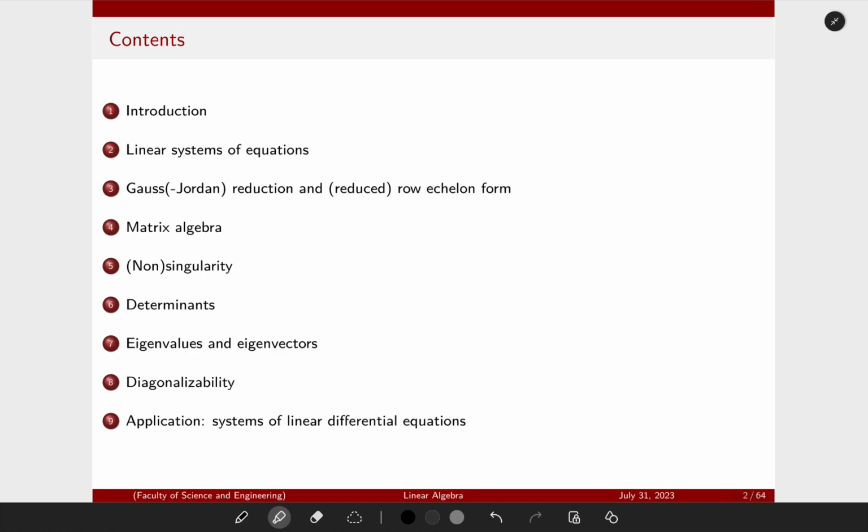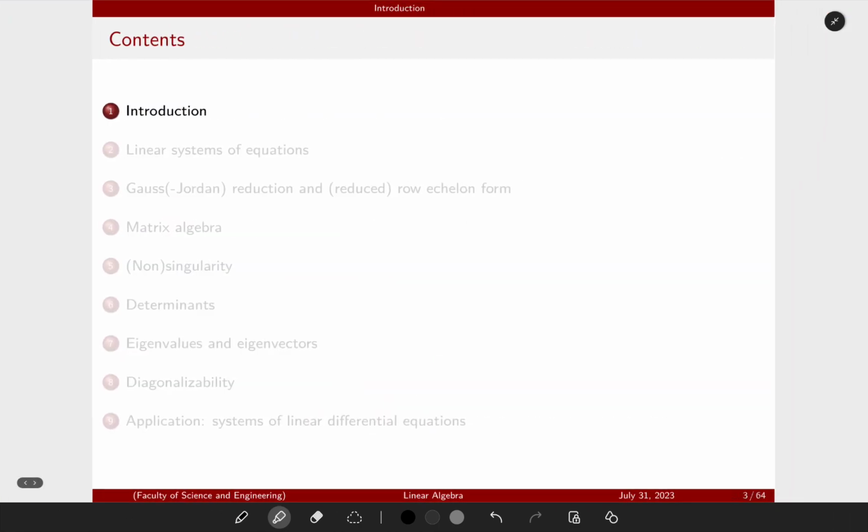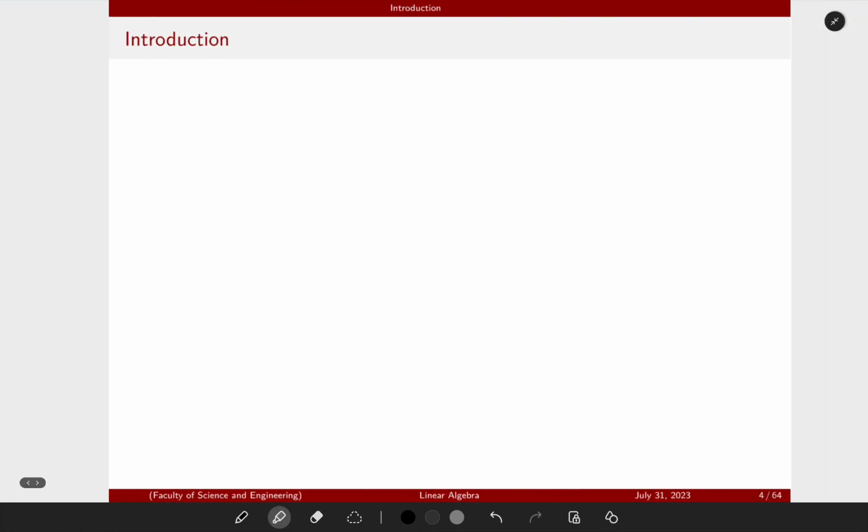Then we cover diagonalizability, which is in some sense related to eigenvalues and eigenvectors. And then at the end we cover an application which is important for engineering, which is systems of linear differential equations. So with that, let's get started.